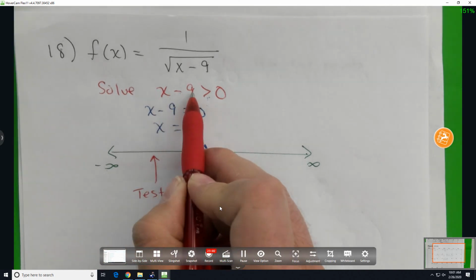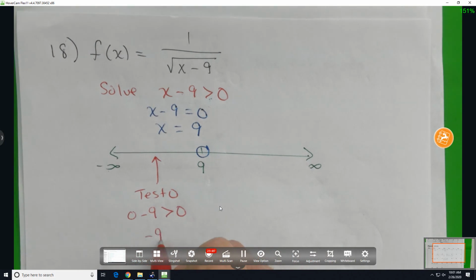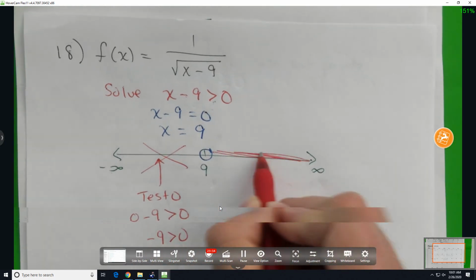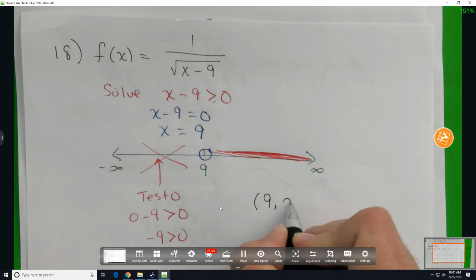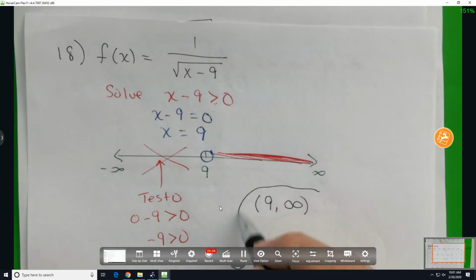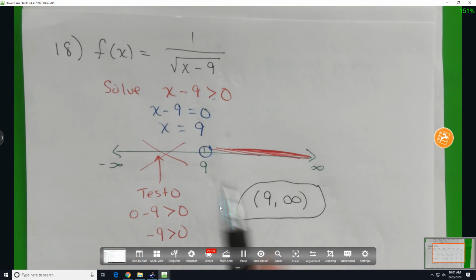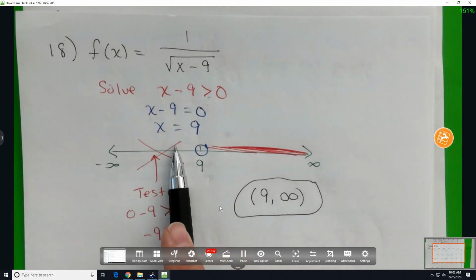0 minus 9 is greater than 0. Oh, that's false, isn't it? So what's the domain? That one over there, 9 to infinity. It seems a little strange just because there's just one cut point, and it's super easy to find that cut point.